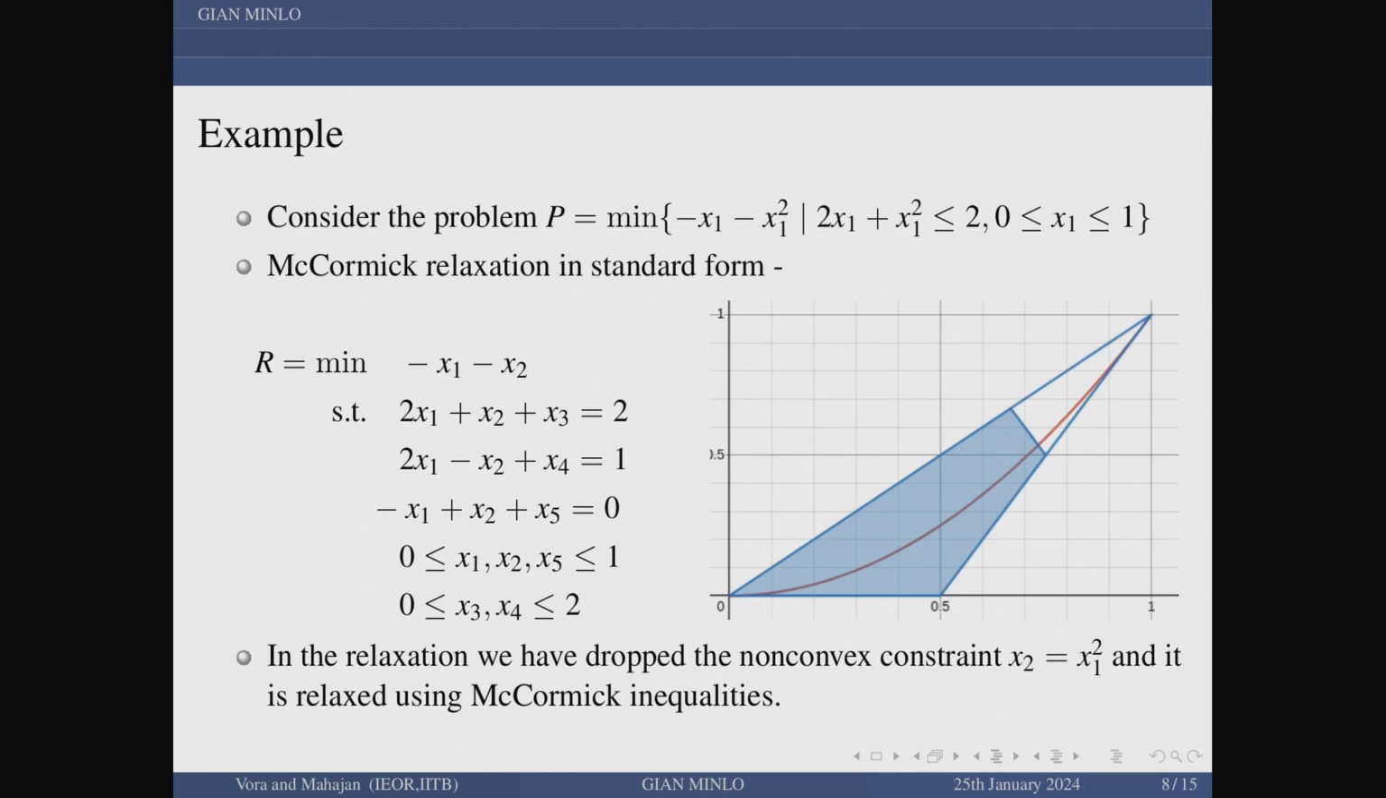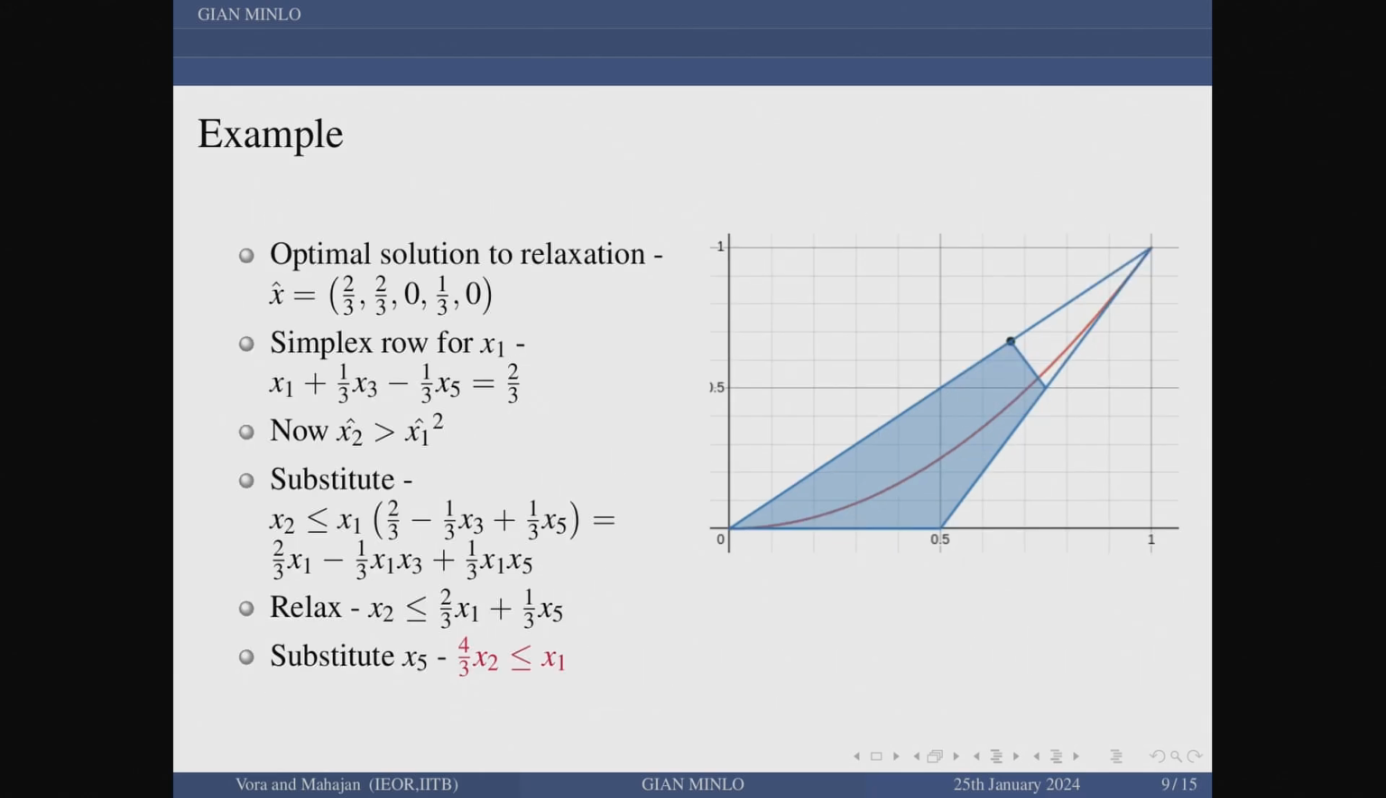So in the x1, x2 space, that is what the relaxation looks like. And x2 is the McCormick auxiliary variable added for x1 squared. The optimal solution is 2/3, 2/3. The others are slack variables. So that is that point, that black point. I hope it's visible.